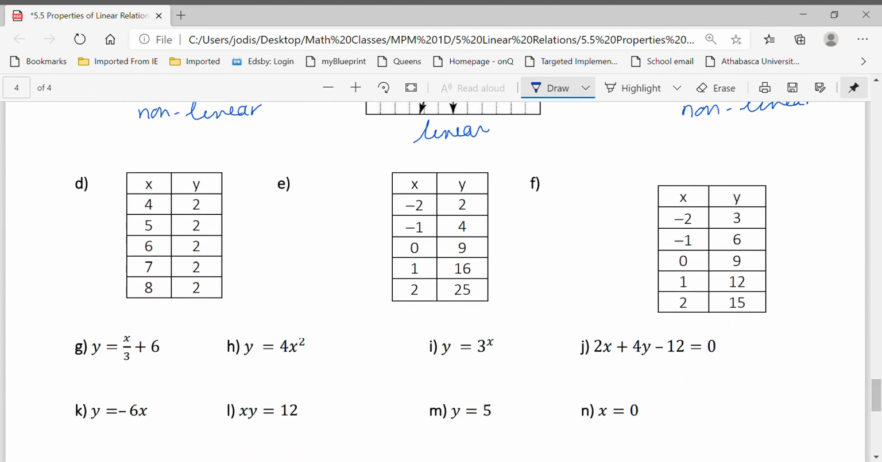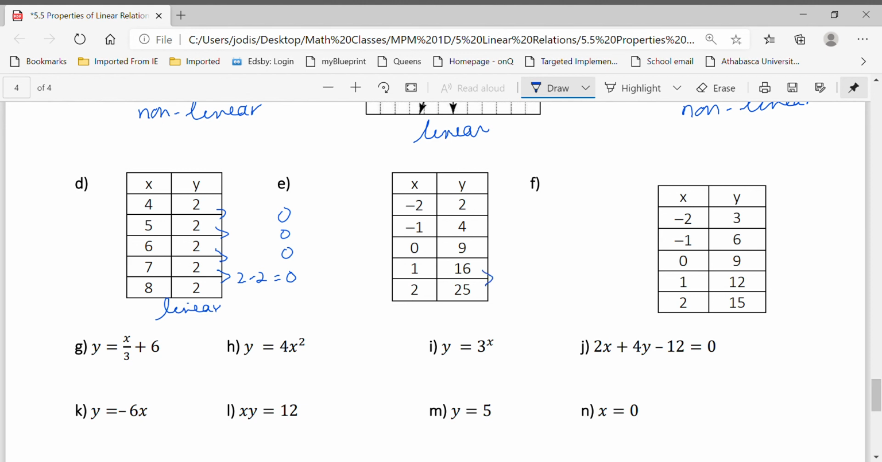All right, with table of values here, we're going to have to calculate first differences in our y's. So here, this one should be an easy one. It's always 2 minus 2, right? It's all 2 minus 2, and it always equals 0. So this one has to be linear.